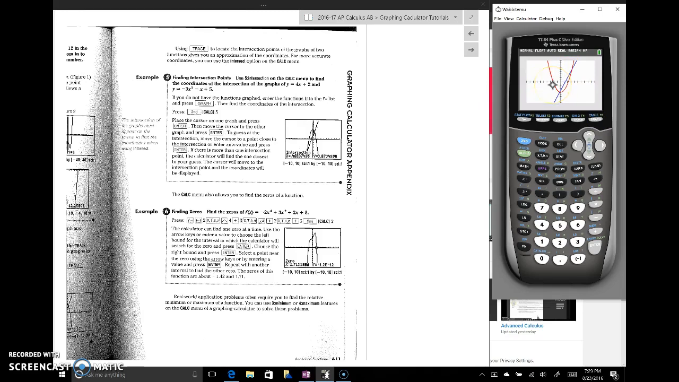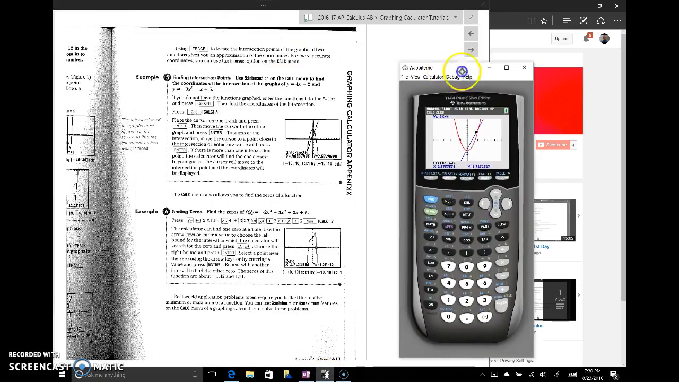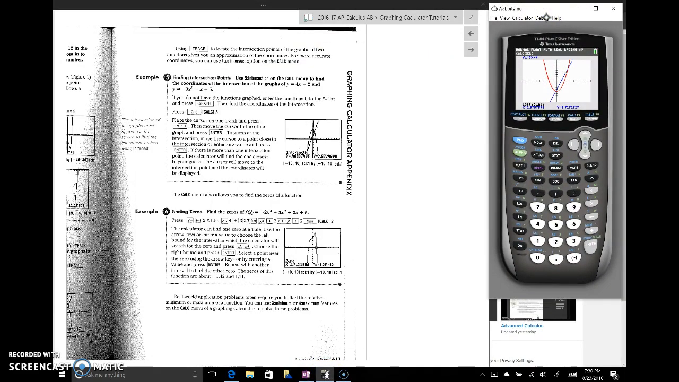Commonly in parabolas, we want to locate zeros. So one thing that we could do is we could go to Calc and we could do 0. And again, it wants a left bound and a right bound. And we wanted the parabola. I've selected the line. So let's go back to Calc, 0. Let's select the parabola. There we go.